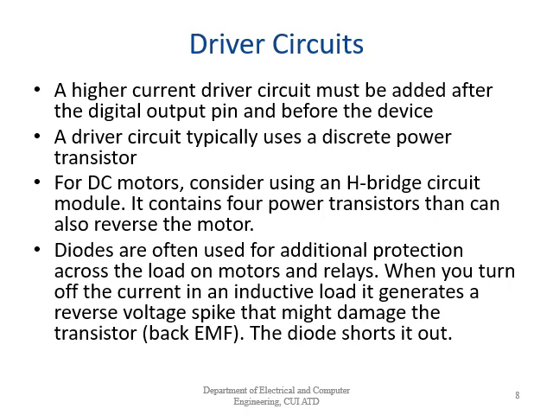Diodes are often used for additional protection. So we use diodes for additional protection across the load on motors and relays. When you turn off the current in an inductive load, it generates a reverse voltage spike that might damage the transistor, which is back EMF. So the diode shorts it out. So we use a diode in order to protect our circuit.